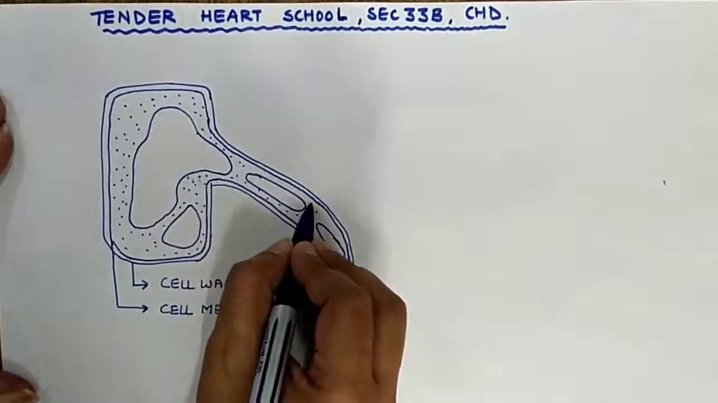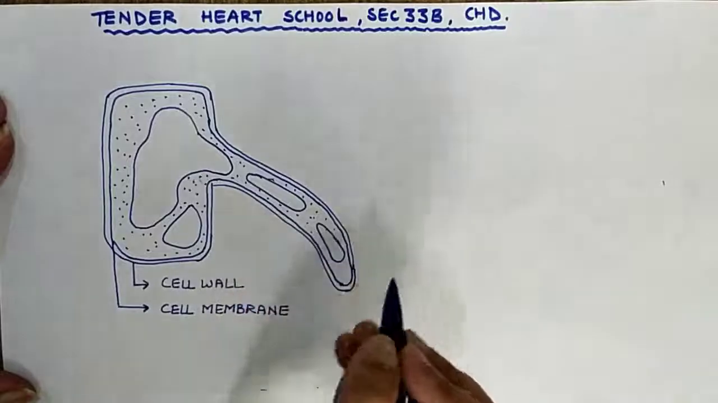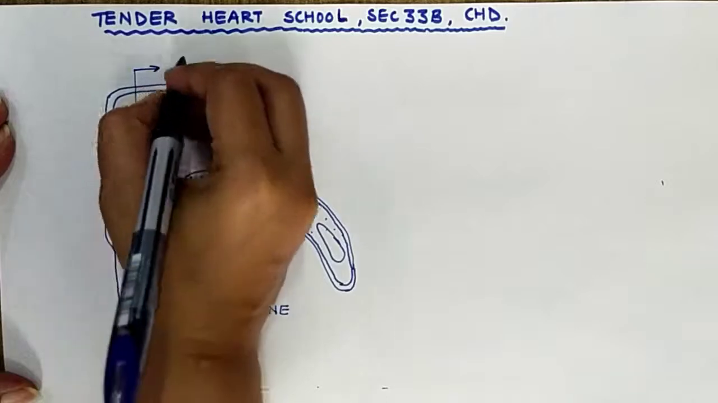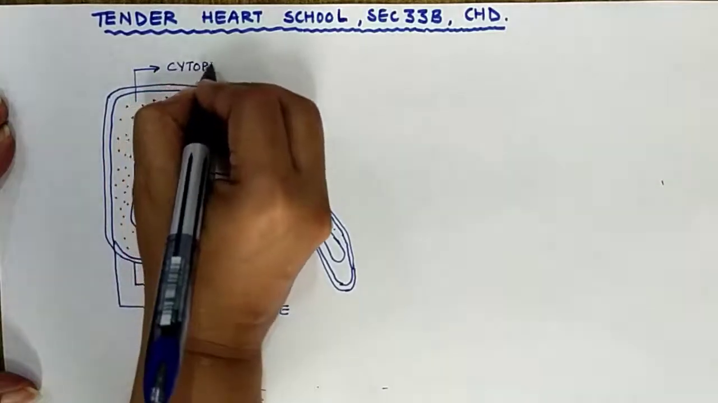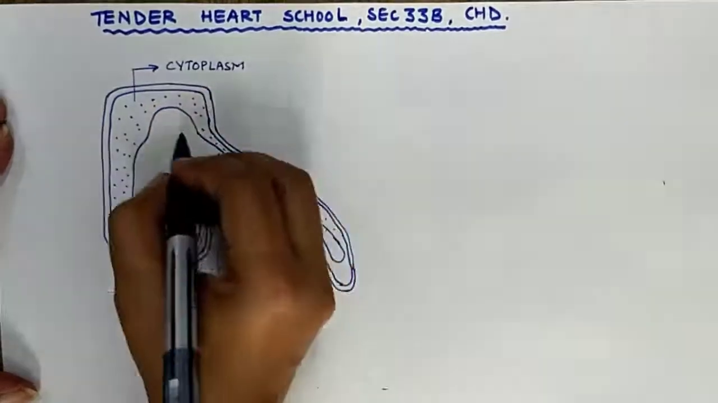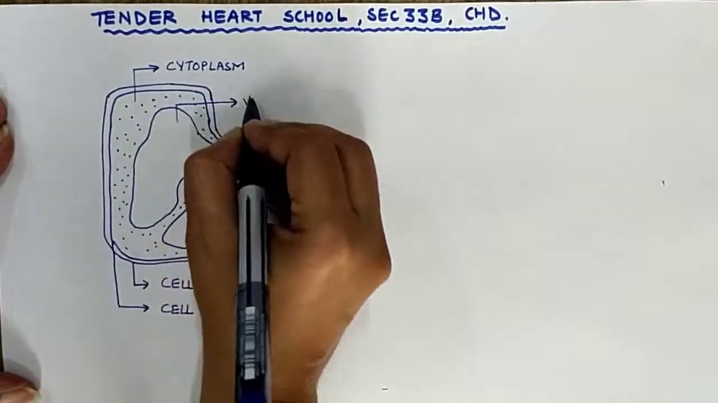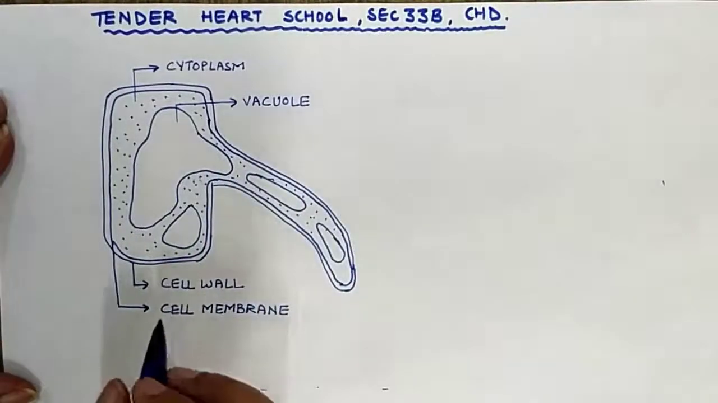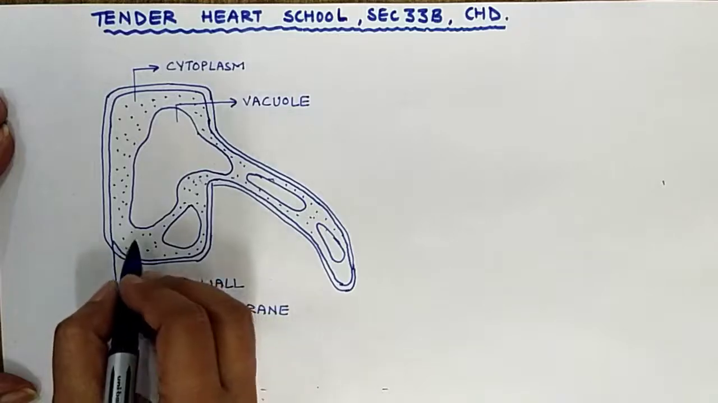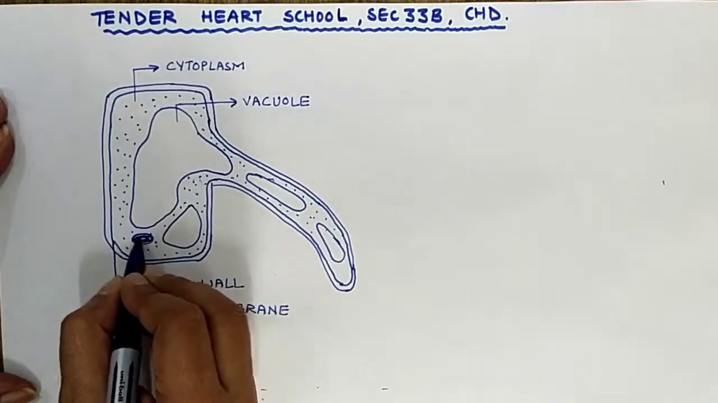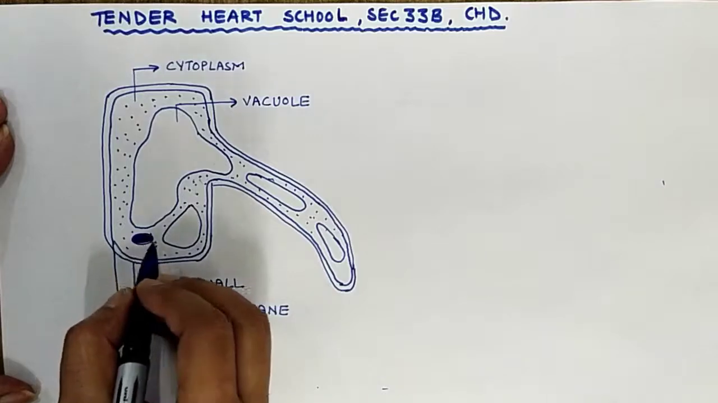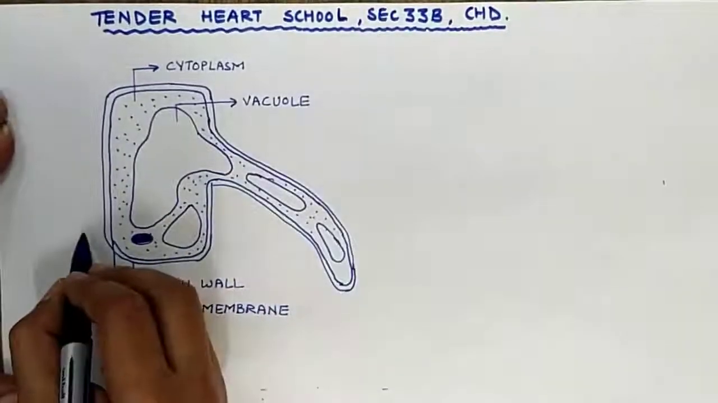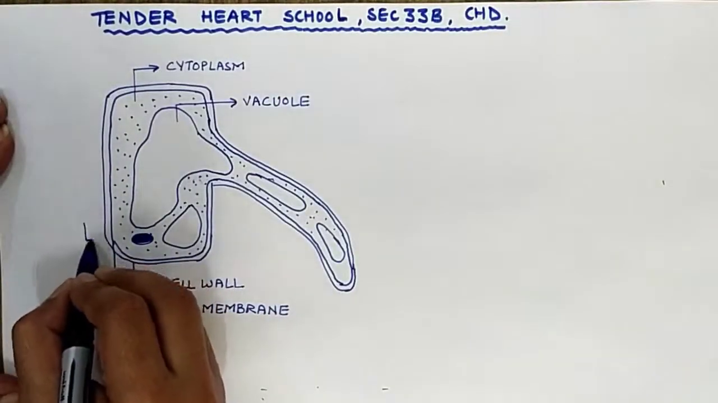So this is cytoplasm which is surrounding the vacuole. So we can label, this one is the cytoplasm, and this one is the vacuole. Now also in the plant cell you will show the nucleus. So let us make the nucleus here. This one is the nucleus, right? So you can label it here, wherever. So this is the nucleus.